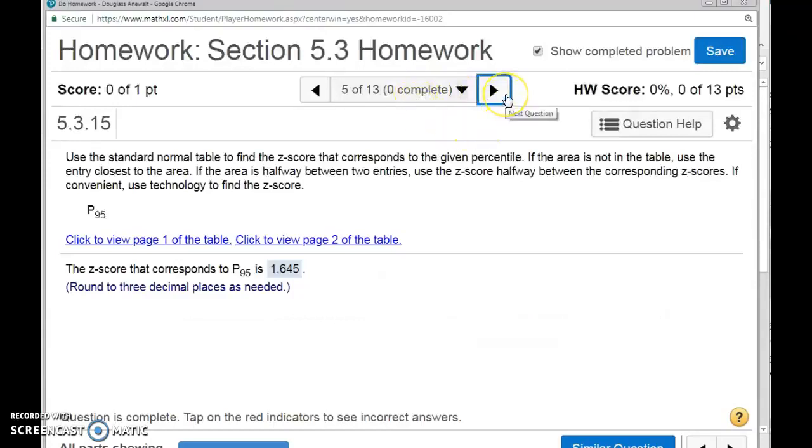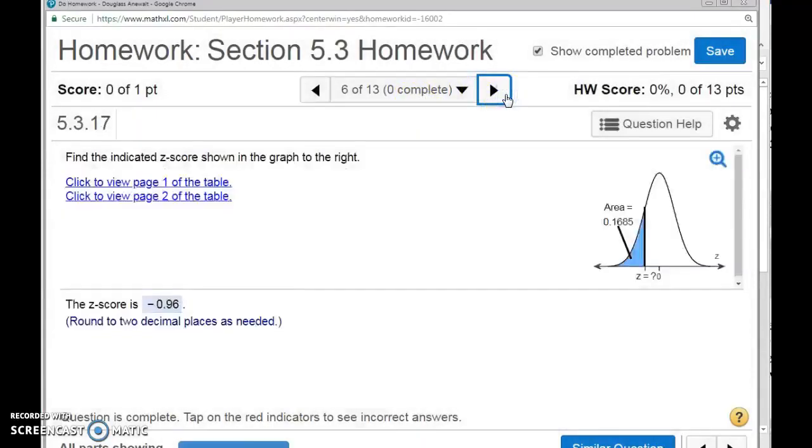4 and 5 are also percentiles. 6, we're just looking at it with a picture, but it's asking what's that z-value that corresponds to a certain amount of area to the left of it? 7 is asking about a certain amount of area to the right, so use the technique we talked about.